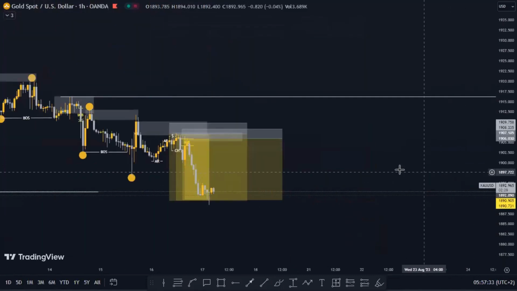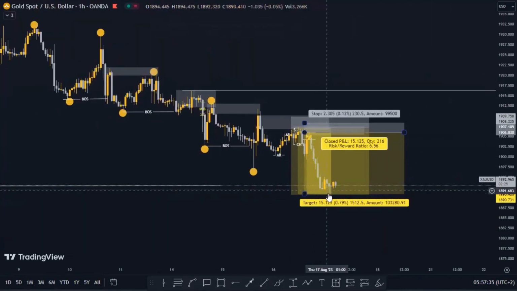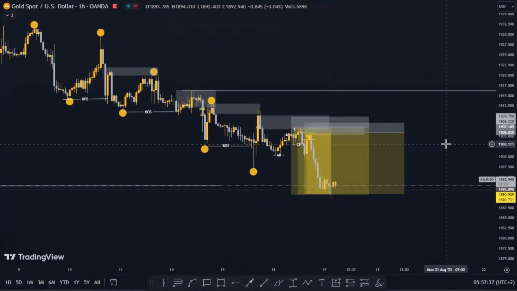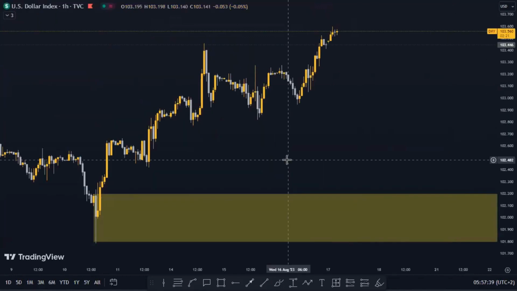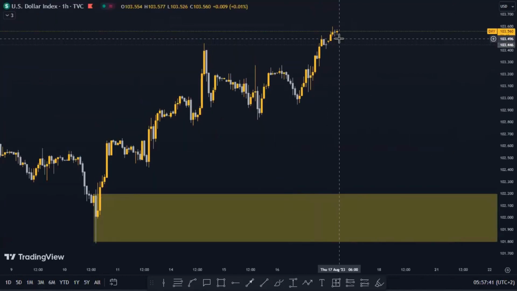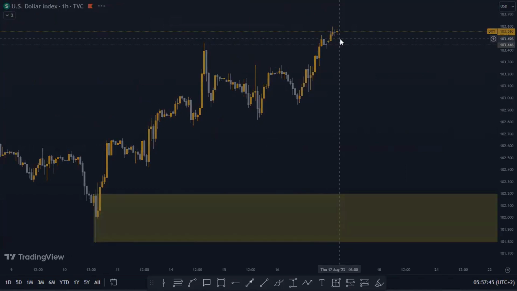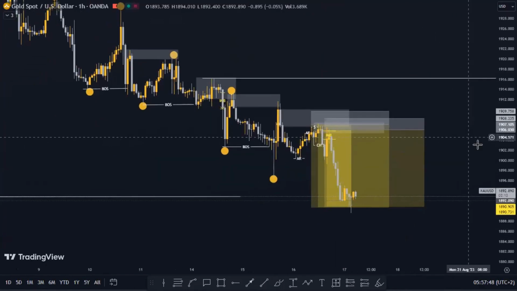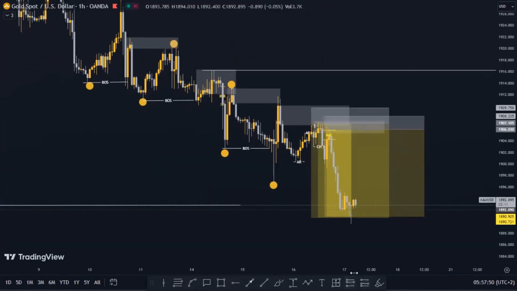And I think it's also worth mentioning that this push to the downside was influenced by the push to the upside by the dollar index. As you guys know, we use correlations heavily. And hopefully in the next couple of days, I'll post a video about correlations.